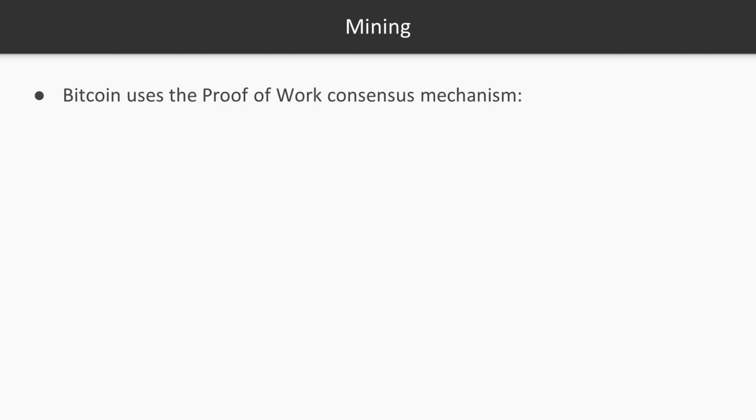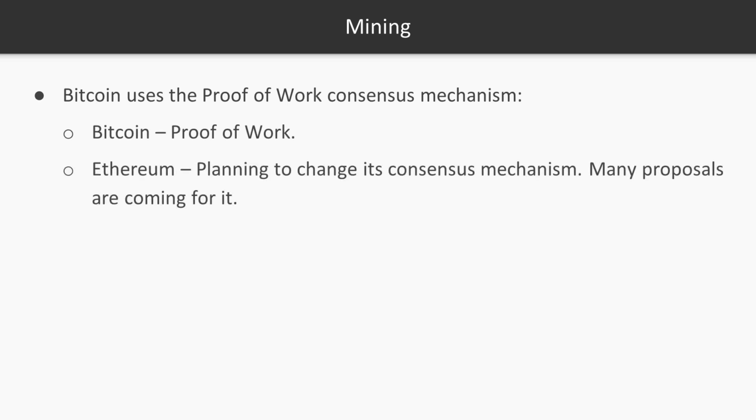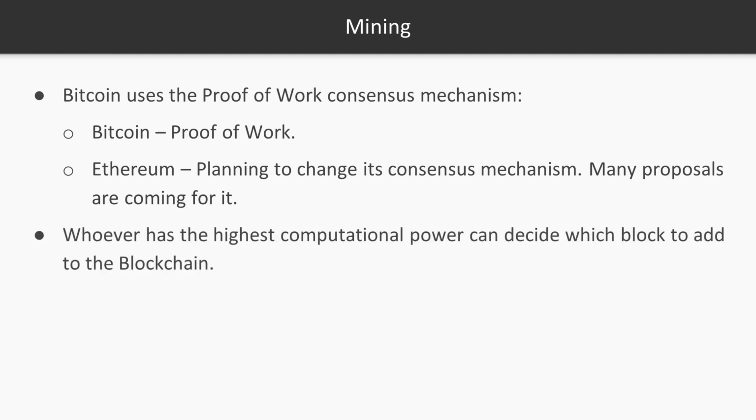The next topic is mining. Bitcoin uses the proof of work consensus mechanism. There's a difference between Bitcoin's consensus mechanism and Ethereum's consensus mechanism. Bitcoin's consensus mechanism is proof of work. For Ethereum's consensus mechanism, there are two proposals, and there are many more proposals coming. Ethereum is planning to change its consensus mechanism, but we'll get to that later. For now, in the proof of work consensus mechanism, whoever has the highest computational power can decide which block to add to the blockchain.